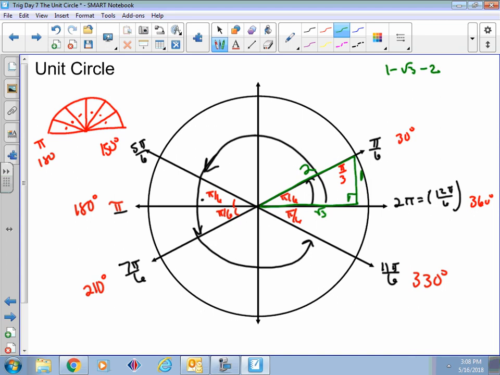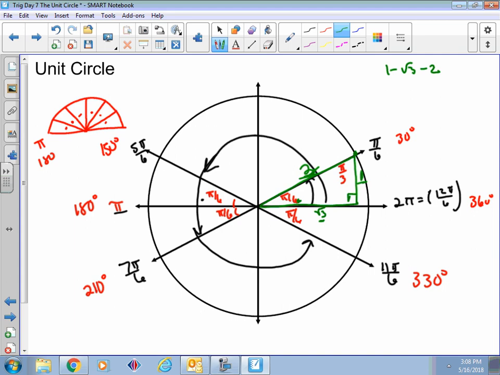How do I calculate the sine, cosine, and tangent of pi over 6? Easy. Sine of pi over 6, opposite over hypotenuse. Oh, it's 1/2. Cosine of pi over 6, adjacent over hypotenuse. Oh, that's root 3 over 2.